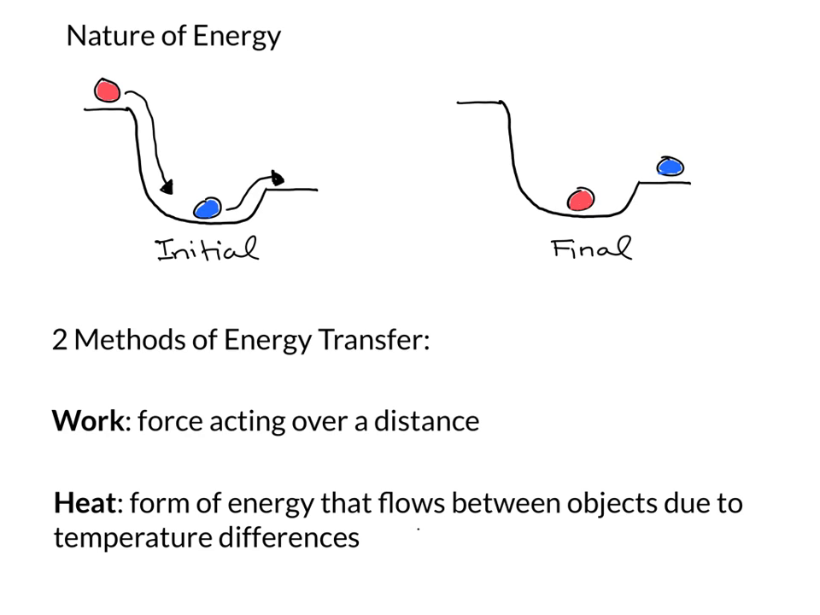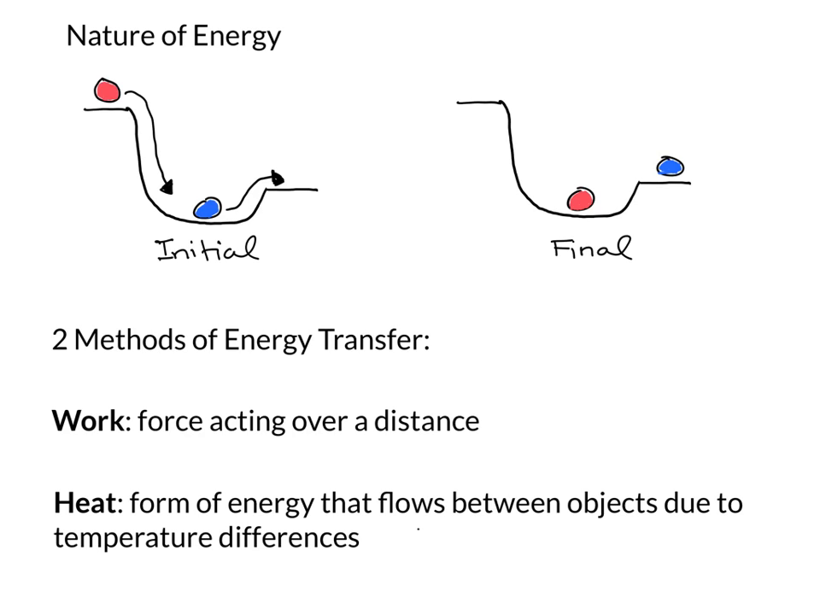So, what is the other option? The most likely option is heat, and heat is a form of energy that flows between objects due to temperature differences. What typically happens in a situation like this is that as the ball rolls down the hill, heat is transferred, caused by friction between the surface the ball is rolling on and the ball itself.